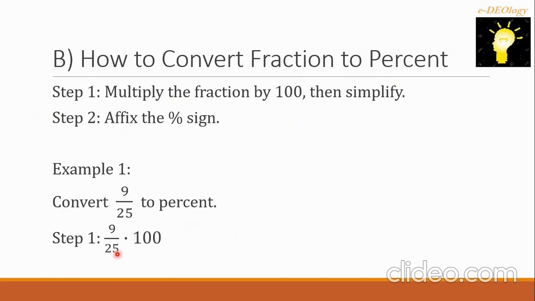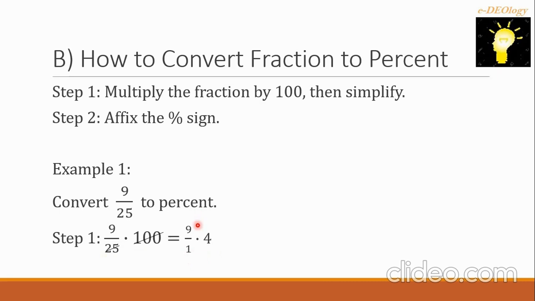Step 1 says we're going to multiply the fraction by 100. So the normal procedure is I'm going to multiply this 9 by this 100, and the result I'm going to divide by 25. However, to simplify the computation, we can do the cancellation on this part. So when we cancel 25 and 100, the 25 becomes 1 and the 100 becomes 4.